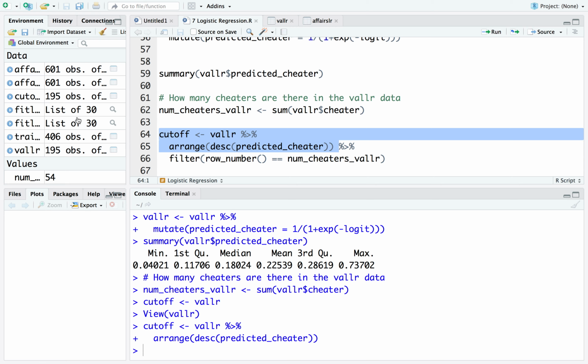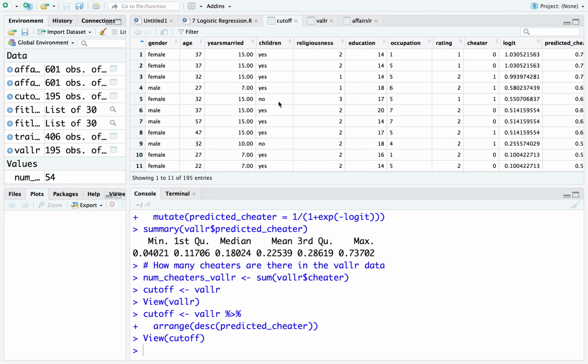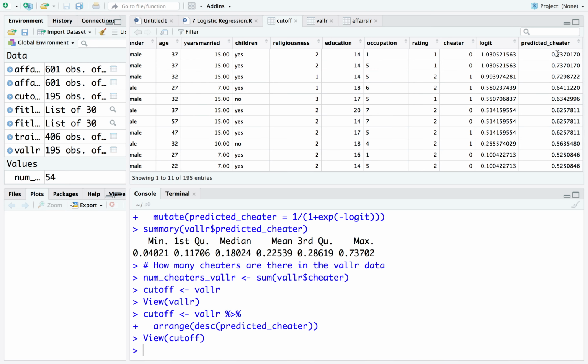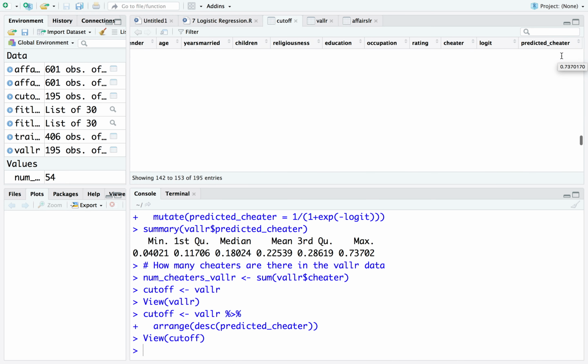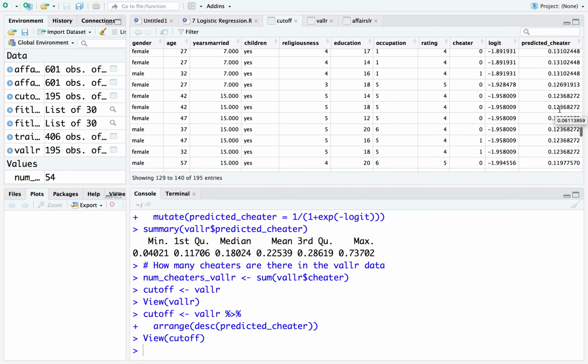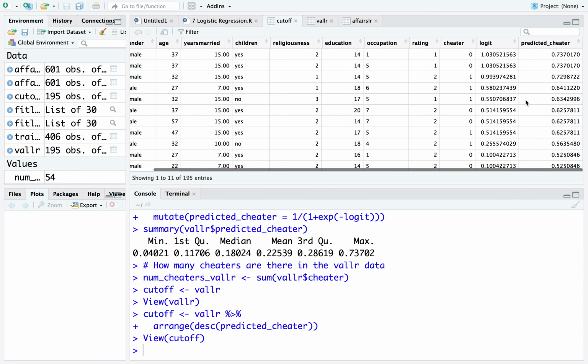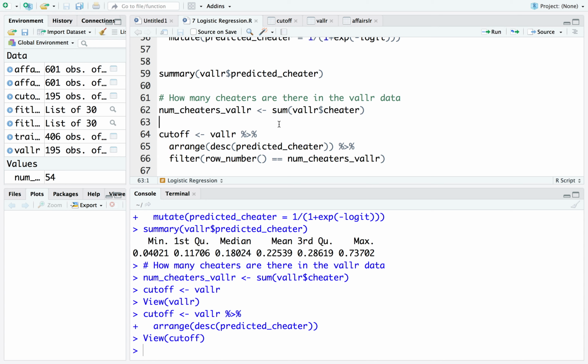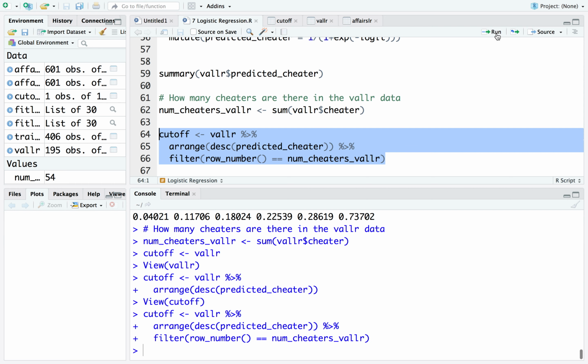Let's look at our data set cutoff. What have I done? The highest probability of being a cheater is right up here, and the lowest probability is down here. Let's see why I did that. The next thing is that I am going to filter the data where the row number is up to the number of cheaters. The number of cheaters is 54. So look at this. Basically, now I have a data set where I have filtered to row number 54.